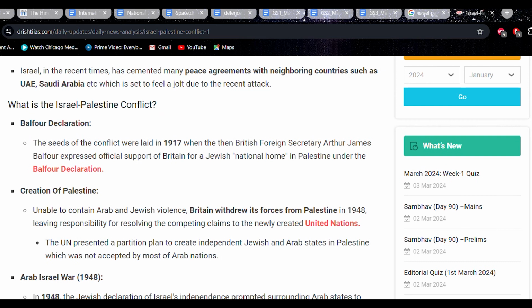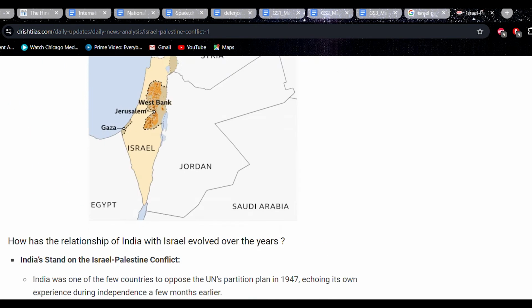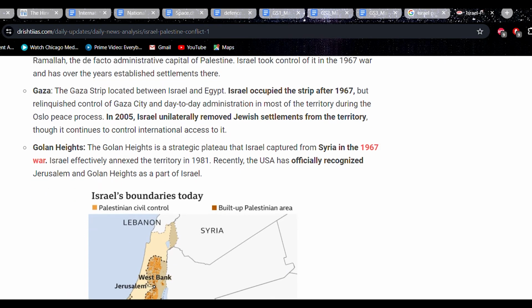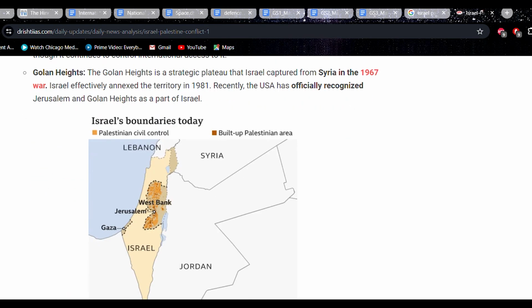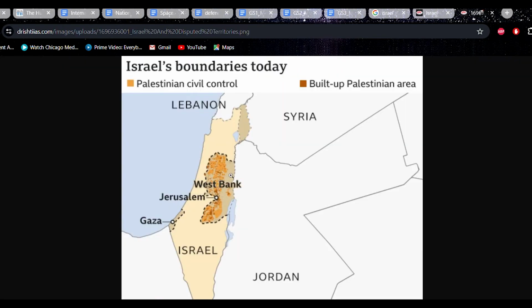See, this is an important topic which comes under GS paper 2, international affairs. See, here it is explained what the Balfour Declaration is, how the creation of Palestine happened, the Arab-Israel war, all these things. Okay, this is also important from your prelims and mains perspective, even in your interview. And whenever places are in the news, you should be able to plot them perfectly on the map, because this can come in your prelims under geography. Okay. So see, this is Israel, Palestine, and neighboring countries.